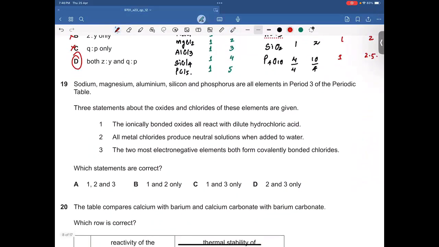Question number 19. Sodium, magnesium, aluminum, silicon, and phosphorus are all elements in period 3 of the periodic table. Since all of them belong to period 3, all of them have the same number of shells. Three statements about the oxides and chlorides of these elements are given. The ionically bonded oxides: we have sodium oxide, which has ionic bonding, magnesium oxide, which has ionic bonding, and aluminum oxide, which has ionic bonding. All right. These 3 are ionic.